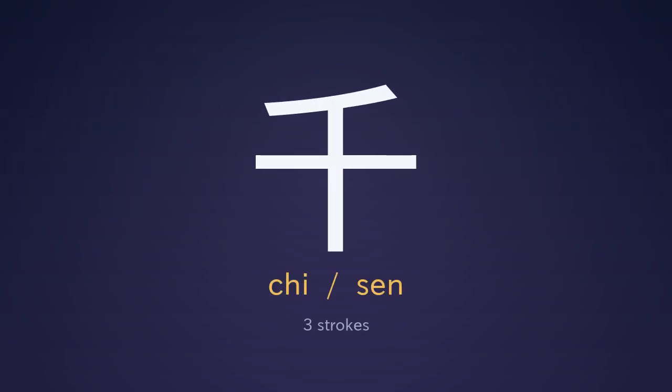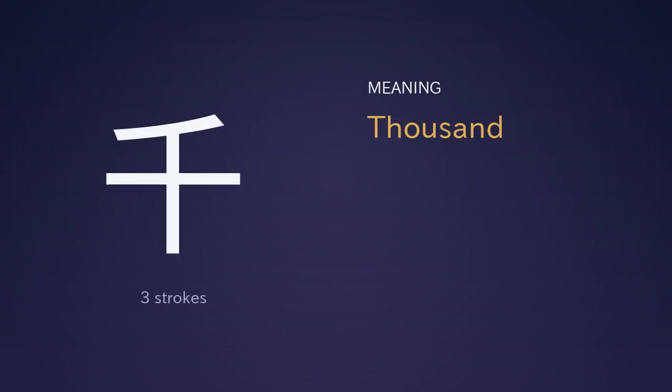Here is today's kanji. It is read chi or sen in many words. Take a good look at its shape. This character means 1,000. It has 3 strokes. Inside words, it often sounds like sen. On its own, it is usually chi.